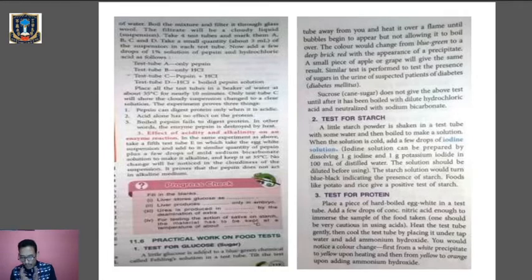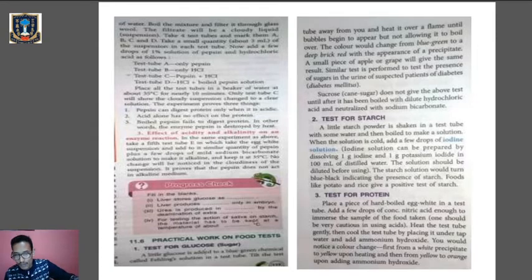Now we take 4 test tubes and mark them A, B, C and D. To recap: we take the white portion of an egg in 500 ml of water, boil it, and filter it. The filtrate is collected as a cloudy liquid suspension. After that, we take 4 test tubes and mark them A, B, C and D. Now take a small quantity, about 3 ml, of suspension in each test tube.